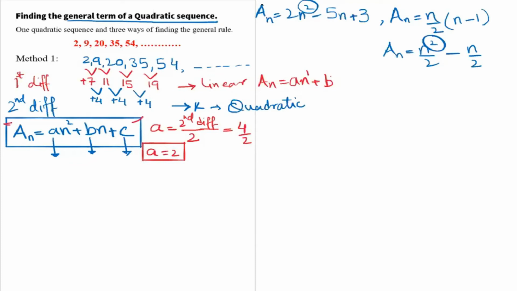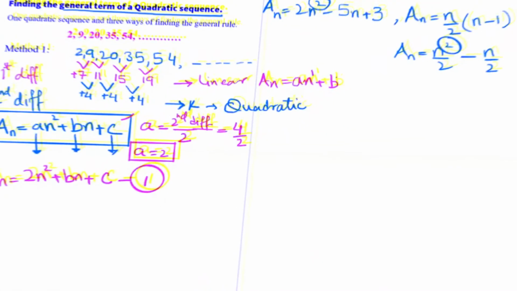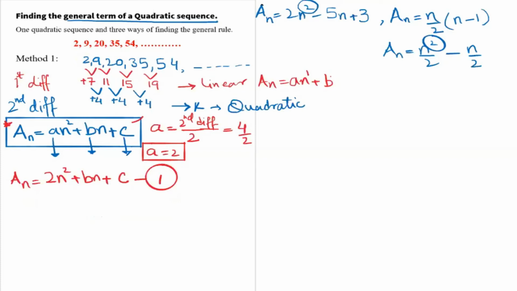I'm going to update this equation. Let's call it the star equation. Now we have 2n squared plus bn plus c. And let's call it our equation number 1. Now we still have 2 more variables to find. Now if we have 2 variables, we need 2 equations, and then we will solve them simultaneously. So how do we get those equations?